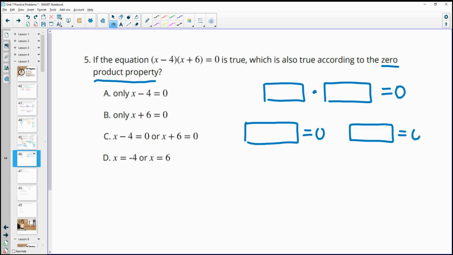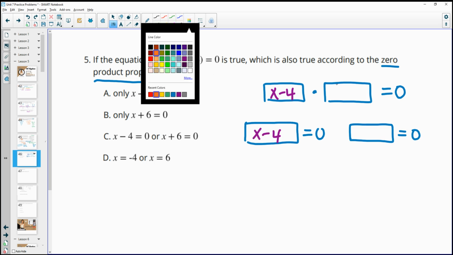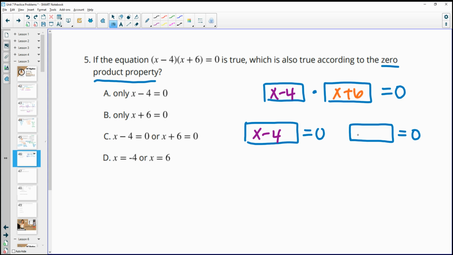equal 0. And in this case, our factors are x minus 4 and x plus 6. So either x minus 4 is equal to 0 or x plus 6 is equal to 0. And we see that in option C.